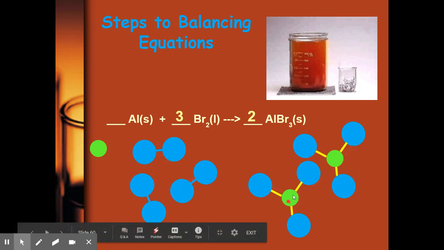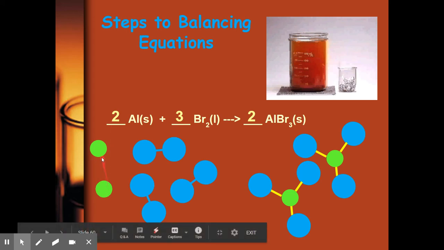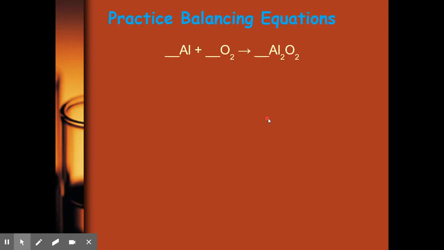But now if we notice what happened, we have 2 green ones. We have 2 aluminums here, but we only start off with 1 of them. So to balance this, we have to put a 2 in front over here, and then you end up with the second aluminum atom here. So you can do it pictorially. You can do it with the numbers. Ultimately, you just go back and forth. The sum of the coefficients when this equation is properly balanced is 2 plus 3 is 5 plus 2 is 7. Okay? All right. Moving on.